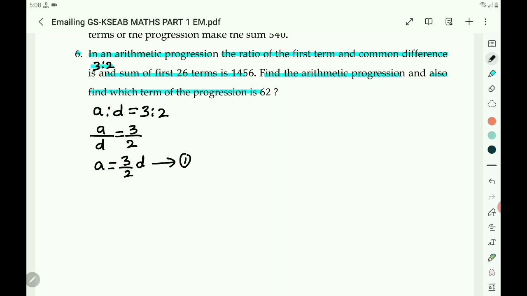Then what is given? Sum of first 26 terms is given. S26 equals 1456. Then what do you have to find out? We have to find the arithmetic progression and also which term of the progression is 62. Means we need to find out a equals question mark, d equals question mark. A and d are required to find the arithmetic progression and also to find which term of the progression is 62.